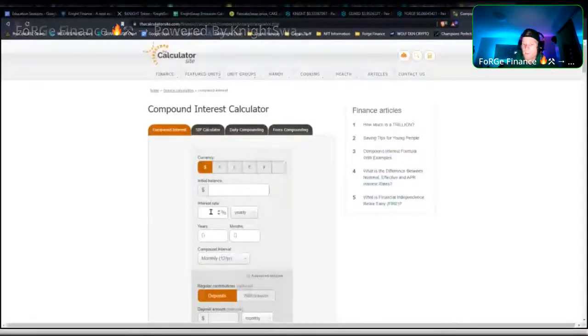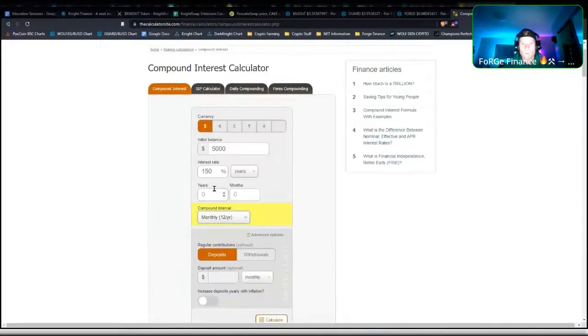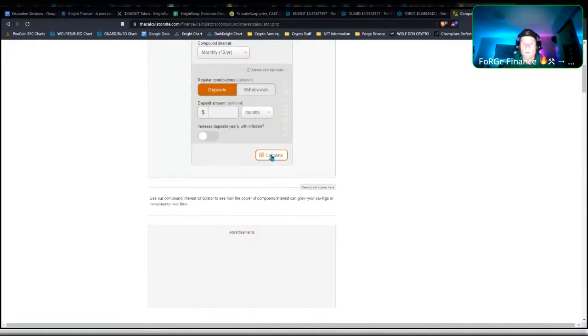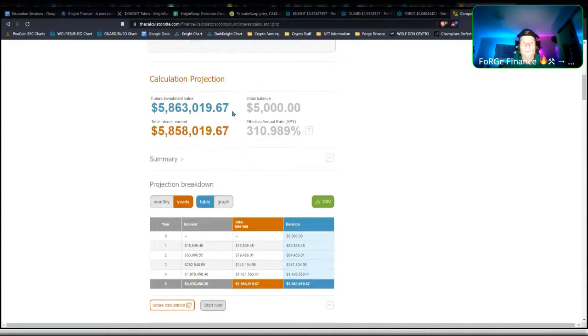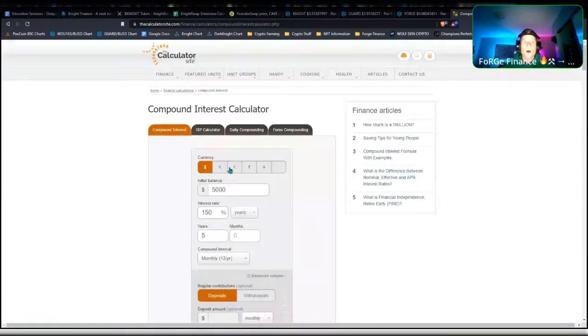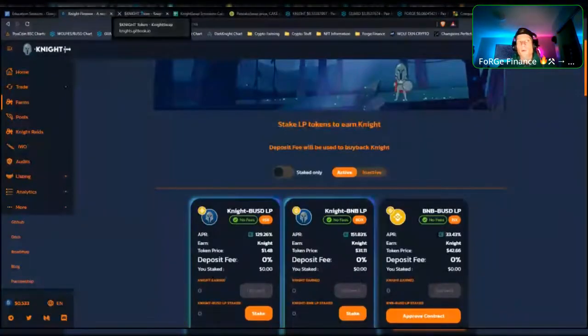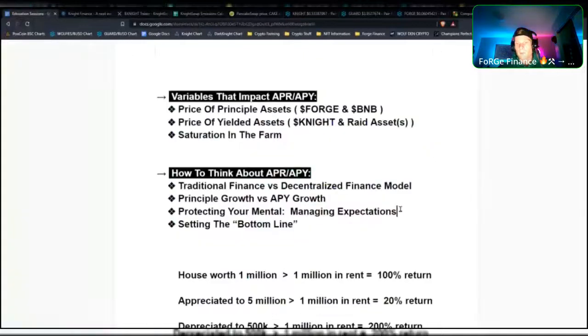Like, oh, I'm in this Night farm, I'm getting 150% APY, and if I have $5,000, compounding once a month for 5 years, I could have this many dollars. You can play that game, but you're better off, because this will likely continue. It really depends on what happens with the price of Night, but the more people come onto the platform, generally the lower this APY is going to go because of the saturation, right?